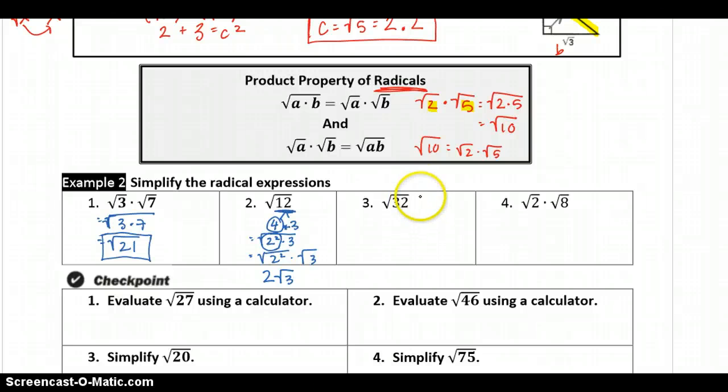Right? In example number 3, we have 32. 32 can be factored into 4 times 8. And 8 can be factored into 2 times 4. And look, now I have 2 4's in here. So I can rewrite this as the square root of 4 squared times 2. I can pull these apart and say the square root of 4 squared times the square root of 2. And the square root of 4 squared is just equal to 4. So this simplifies to 4 square root of 2.